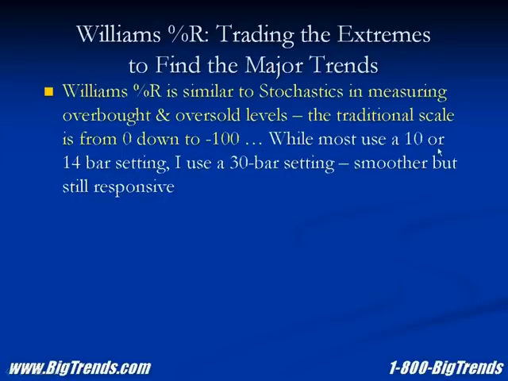While most use a 10 or a 14 bar setting, I like the 30 bar setting. The 30 bars, in a lot of testing I've done, is a smoother ratio than the 10 or 14 bar setting. Remember, if we're using days, that's 30 days. If we're using hours, that's 30 hours. If we're using monthly, that's 30 months. So it adapts no matter what time frame I'm trading. 30 bars is very smooth, but still very responsive. It's not going to be as lagged, in my experience with %R, as some other oscillators are.